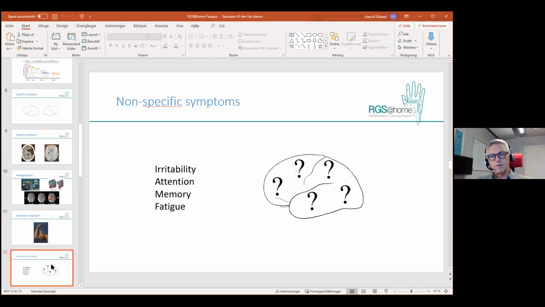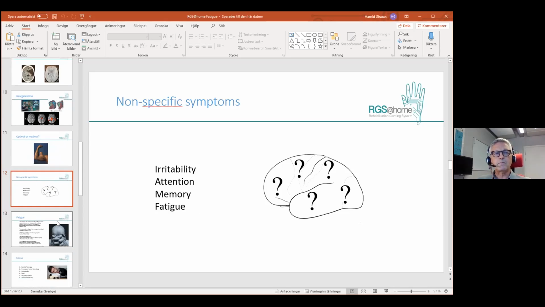At the same time, besides these specific symptoms, patients with these conditions also display non-specific symptoms. I have just here set up examples like irritability, attention problems, memory problems, and fatigue that cannot be related to a specific lesion location. And these symptoms are common among many different diseases and conditions. So they are very non-specific.